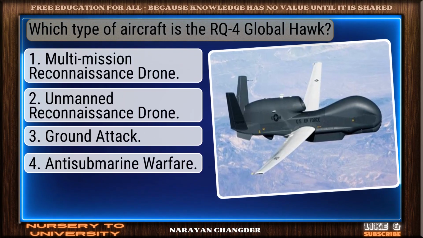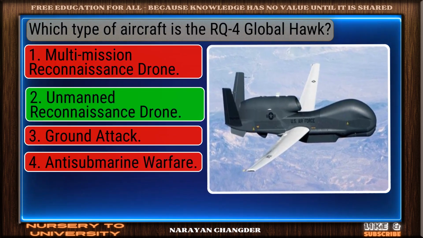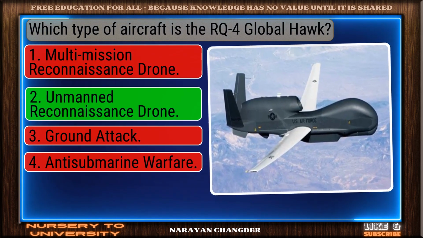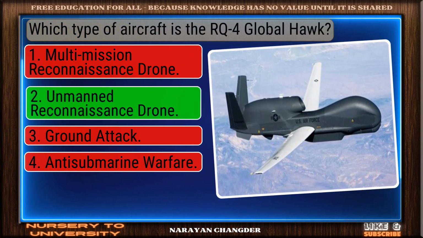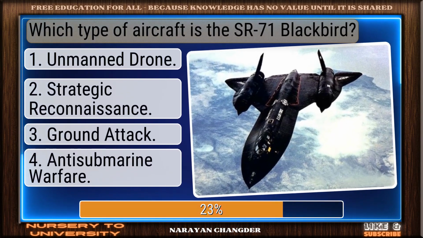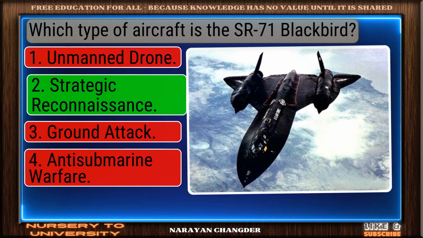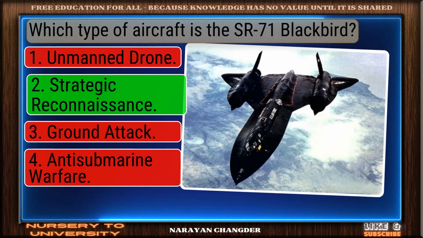Which type of aircraft is the RQ-4 Global Hawk? Good thinking. Unmanned reconnaissance drone is the right answer. Which type of aircraft is the SR-71 Blackbird? Perfect. Strategic reconnaissance is the correct choice.